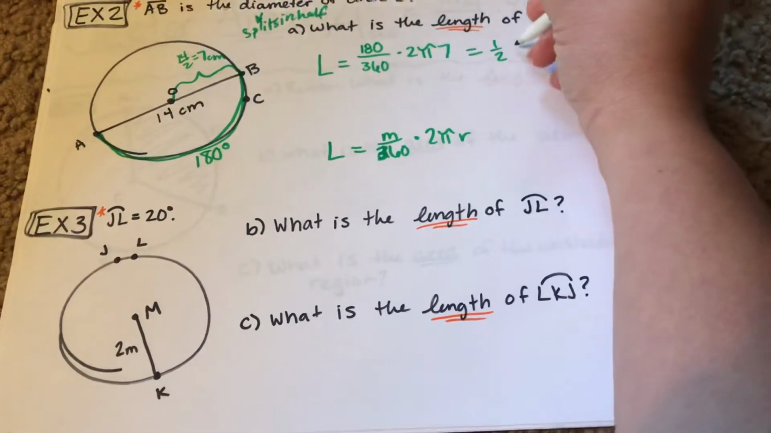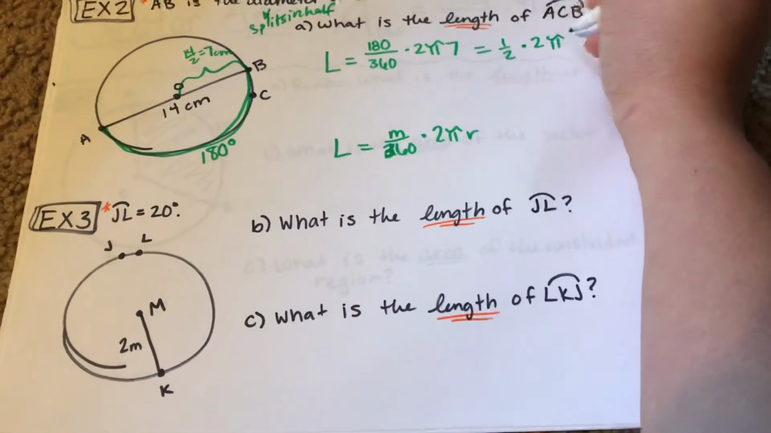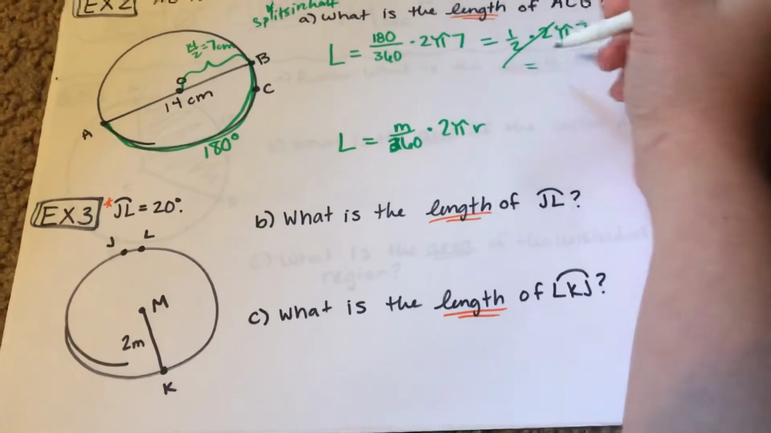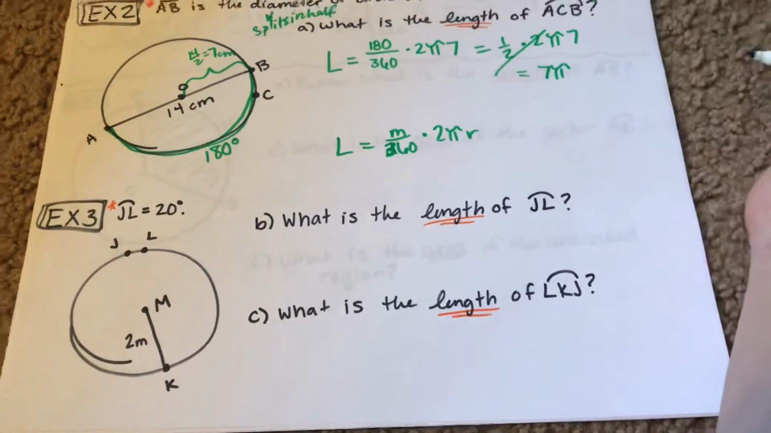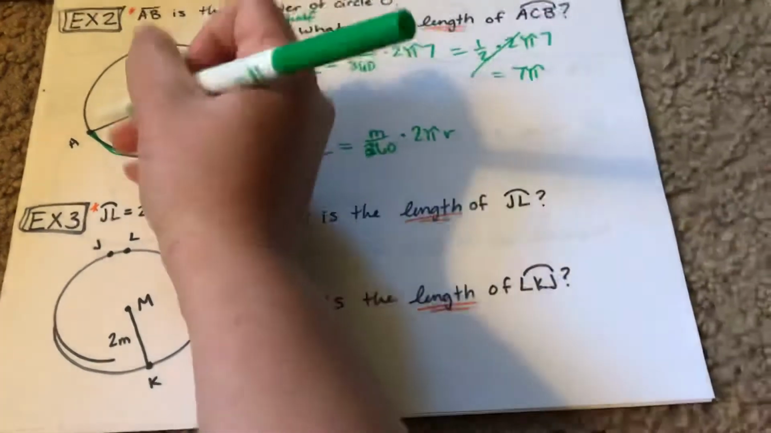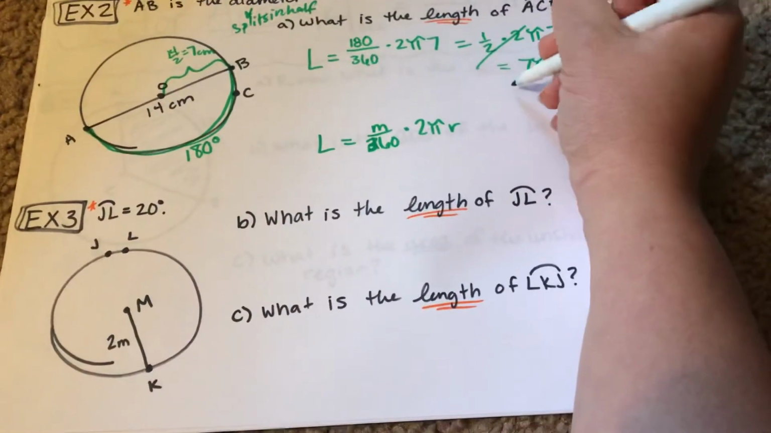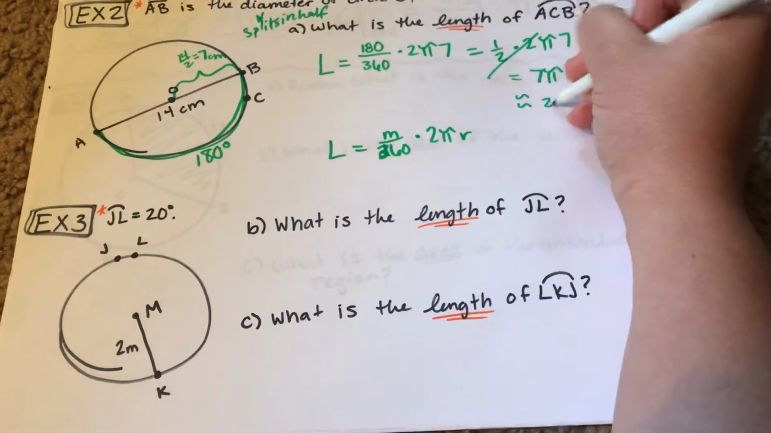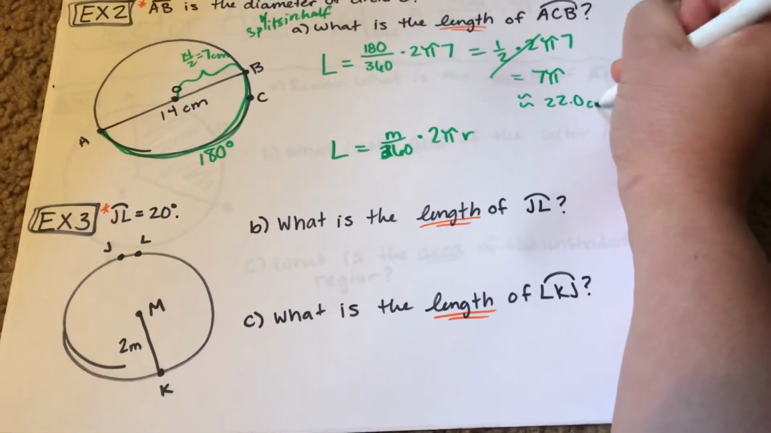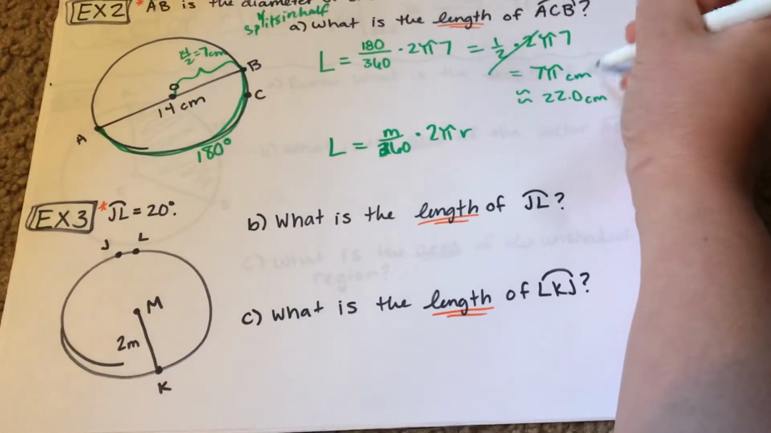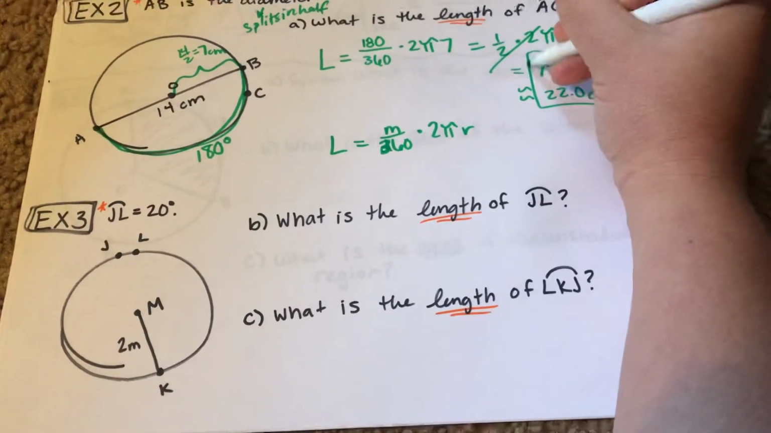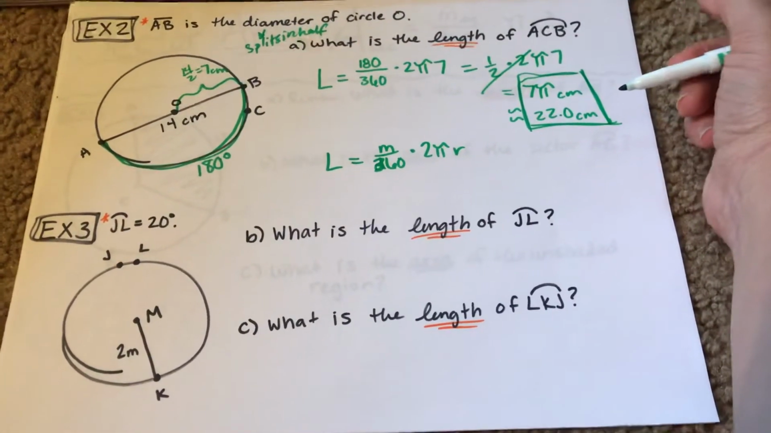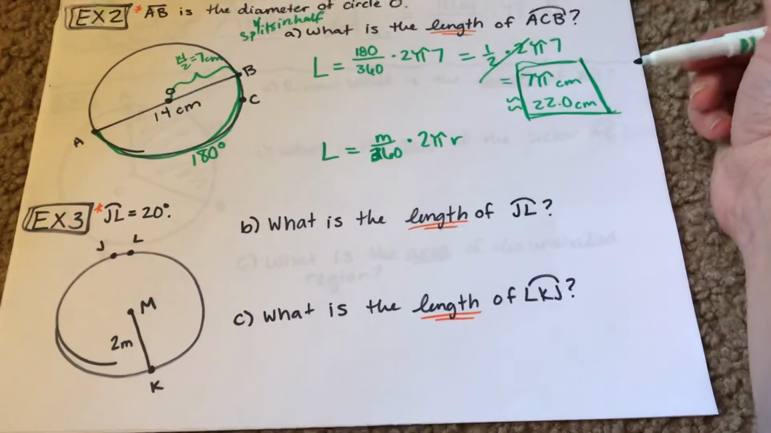So if you want to type that on your calculator, 180 over 360 is the same as a half, times 2 pi 7, and that's kind of nice because 1/2 times 2, those cancel each other out. So we're left with 7 pi as our length of that arc ACB, which is the same thing when you type it in your calculator as 22.0 centimeters. We're just going to keep centimeters there for each of these. I don't care if you do it in terms of pi. I don't care if you put it in your calculator and get a decimal. Either way, it's the same idea.